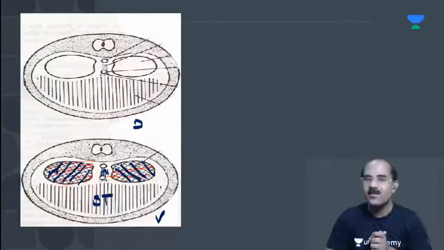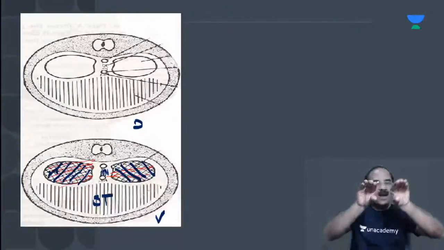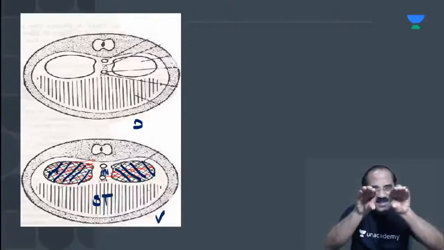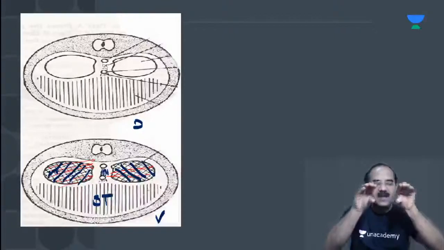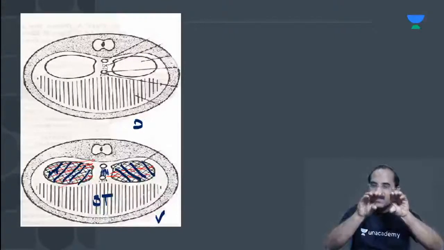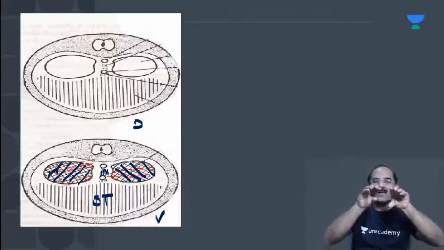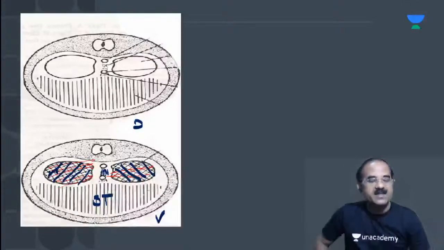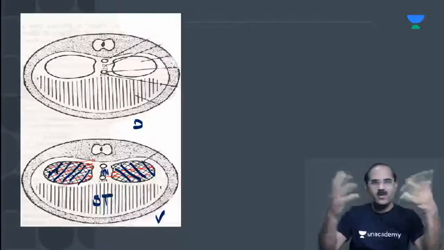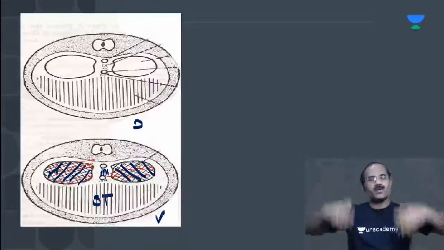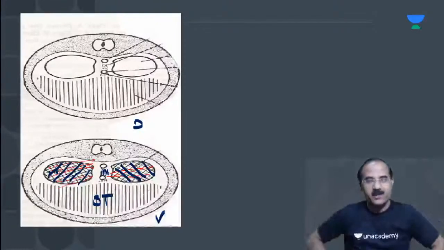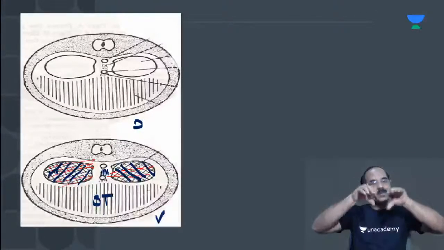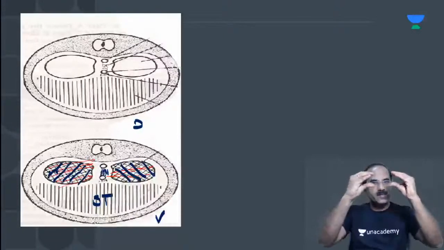When the kidneys are formed, where is the hilum facing? The hilum is facing forwards, anterior. Now the kidneys begin to ascend. Why do the kidneys ascend? There are two theories given for this. One is the differential growth of the body wall. The body wall grows very fast, so automatically the kidneys are pulled up, and then the hilum faces medially.